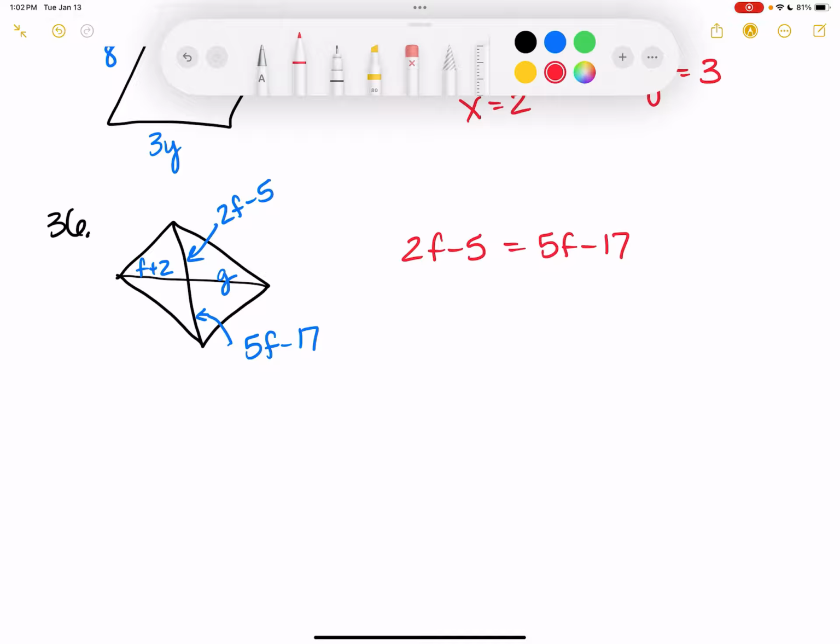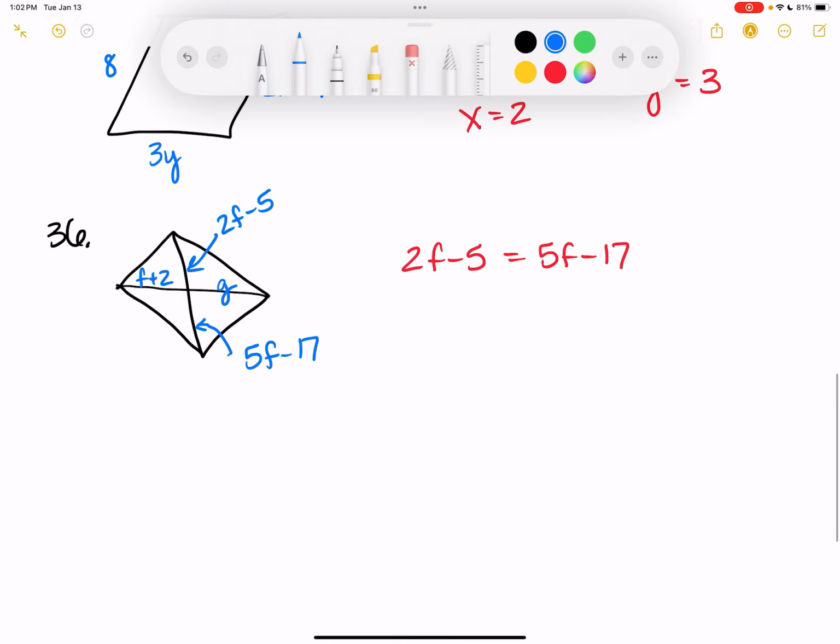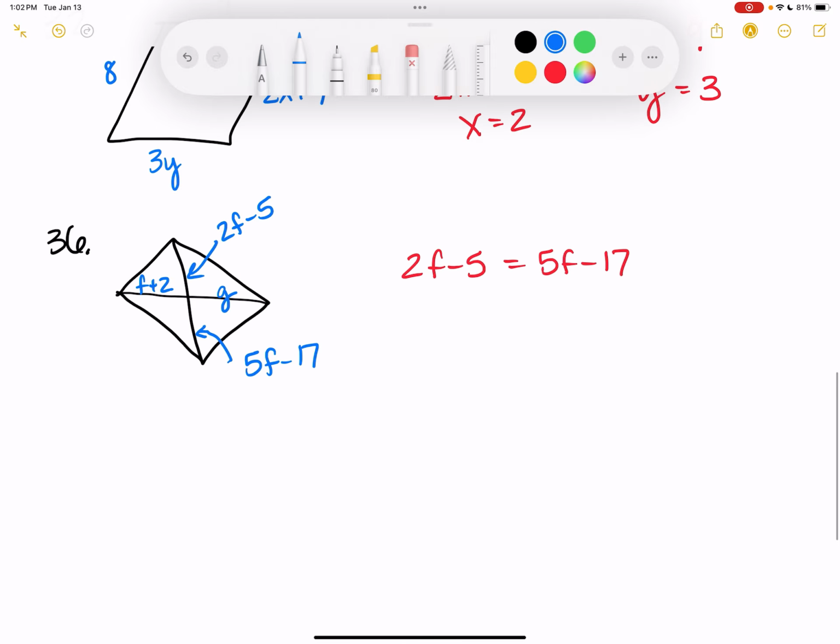I can't add 2f and 5. To move it, I have to subtract. So I'm going to subtract 2f and then add 17, all in one step. So over here, the f's are gone. 17 minus 5 is 12 equals 5f minus 2f, which is 3f. Negative 17 and positive 17 are gone. Now I can divide by 3. So f equals 4.